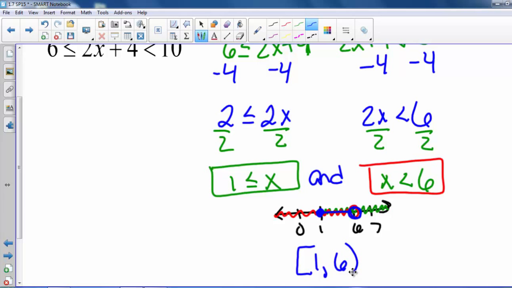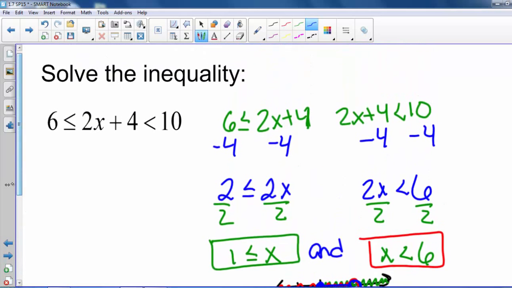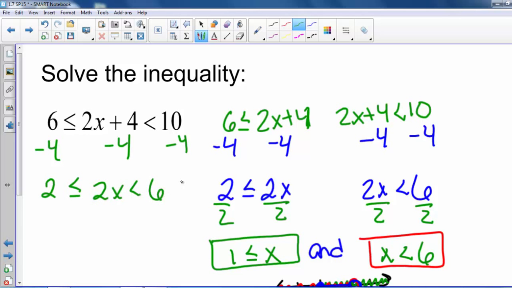So we could have solved this without writing these as two separate inequalities. To do that, we knew that we needed to subtract 4 from each side. So we're going to do that to each of the 3 parts. So we get 2 is less than or equal to 2x, which is less than 6. Then we wanted to divide each side by 2.